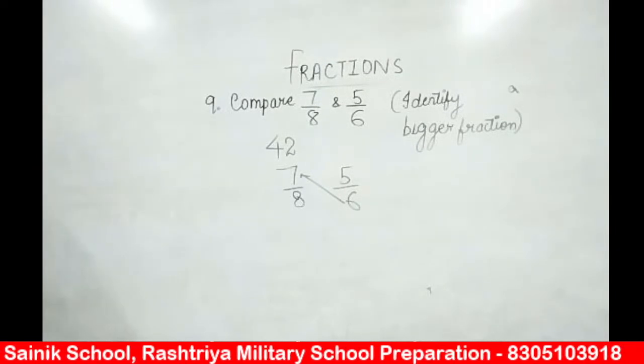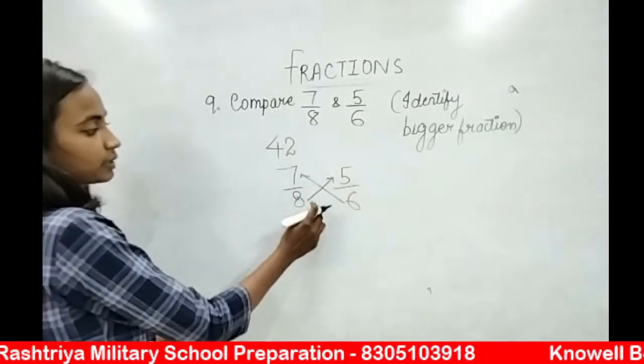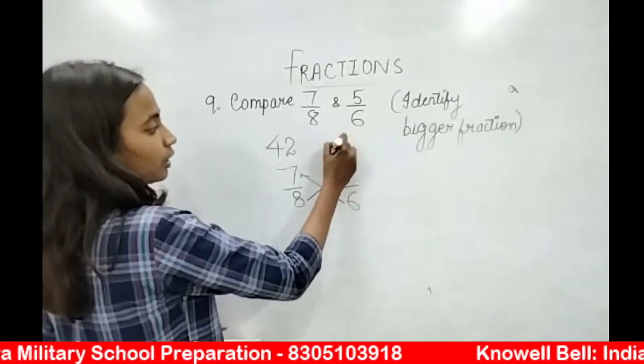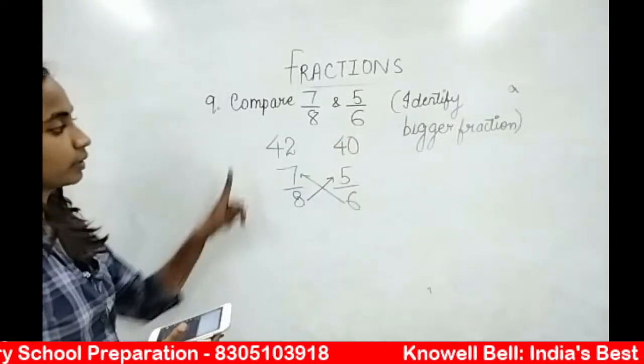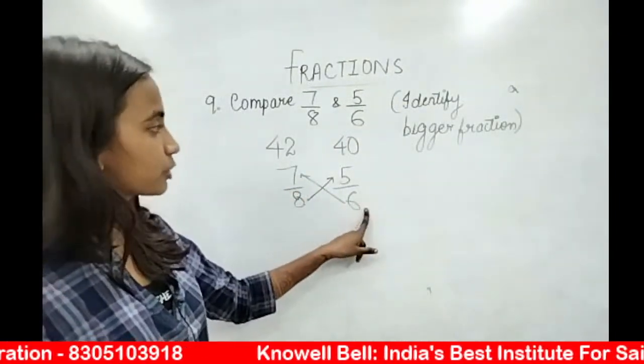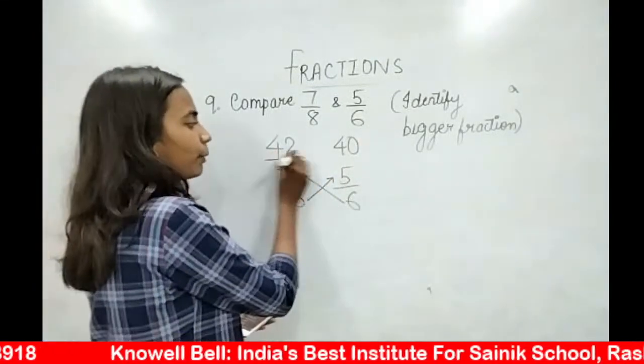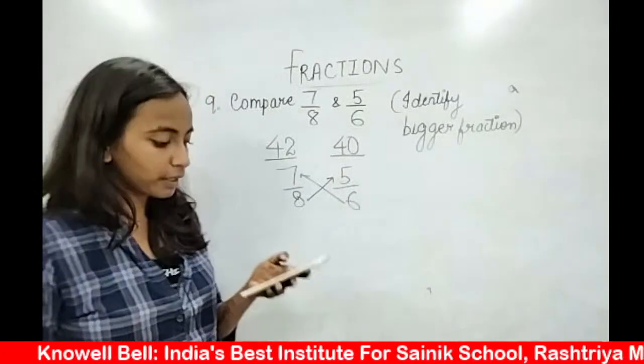6 6s are 36 and 6 7s are 42. Then multiply these two numbers and write down above this: 8 5s are 40. What came here? The product of multiplication of the numerator and this denominator is 42. What came here? 40. Among 42 and 40, which one is bigger, everyone?